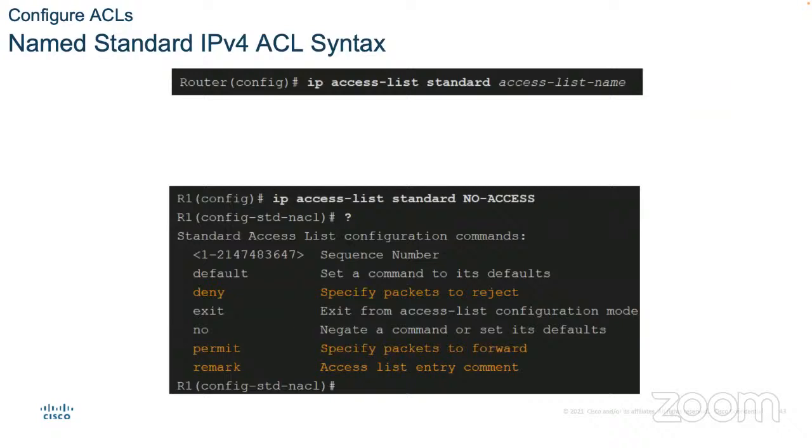ACL names are alphanumeric, case sensitive, and have to be unique. Capitalizing ACL names is recommended. You could use this first example in global config to create a standard ACL. In this example, we have one called no access. You'll see that global config changes itself, so you know that you're working with ACL specifically.